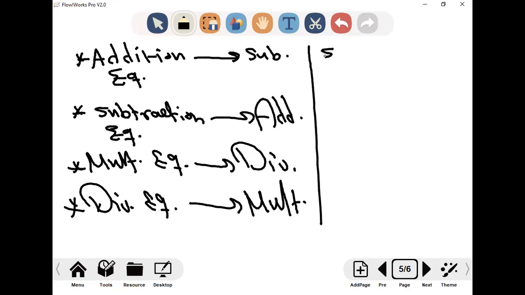Solve, for example, x plus 3 equal 9. What do we call this equation? The name of this equation, one-step addition equation. Okay? It is called what? Why addition? Because it has add, right?